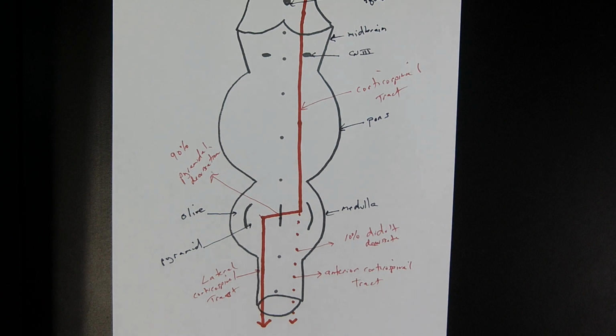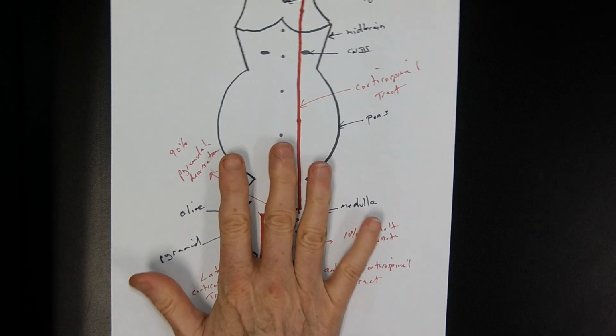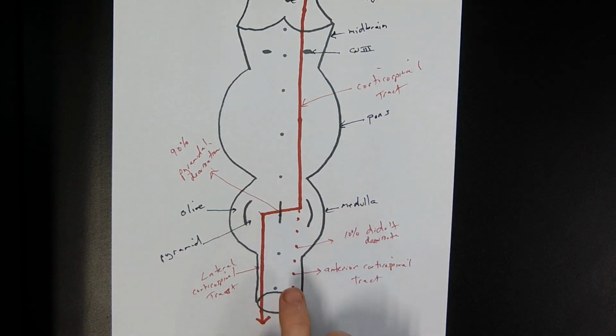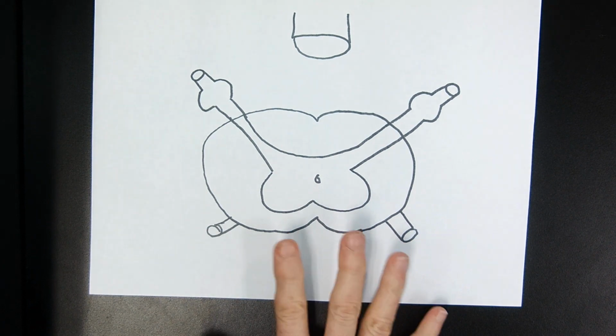Yes, Alex? Are those two names for which columns they travel through? Yep. Absolutely. We're going to see that in a minute. Any other questions? Okay. So we're good. This is the CST, corticospinal tract decussation, 90% decussate in the medulla. Now moving on to the upper motor neuron meets the lower motor neuron in the ventral horn.